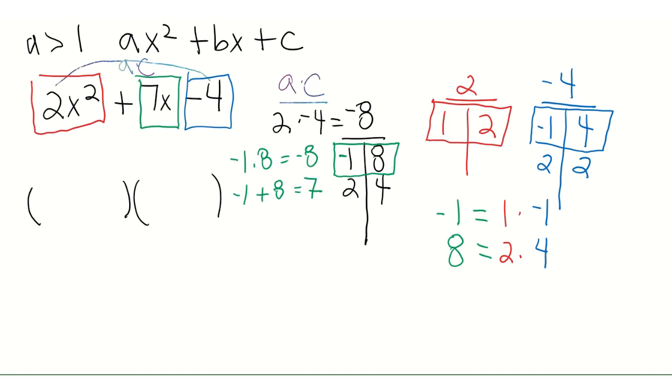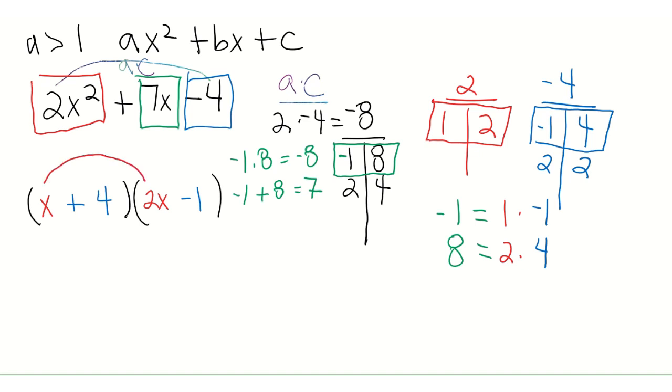So first I'm going to write down my a's. That's going to be 1x and a 2x for my a's. And for my c's, I'm going to have a minus 1. Make sure that when you multiply them together, they're in the right order. So that's going to be a minus 1 here and a plus 4 here. So now let's double check that we put those correct.